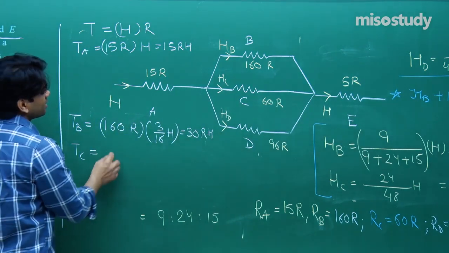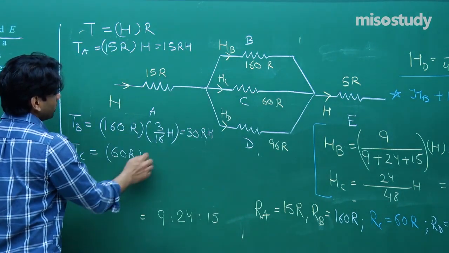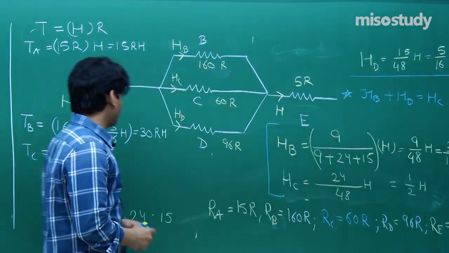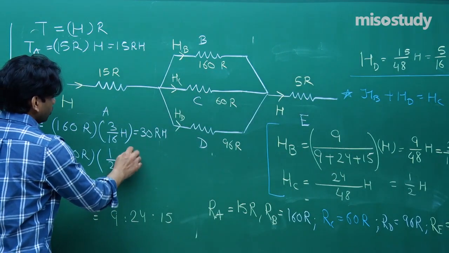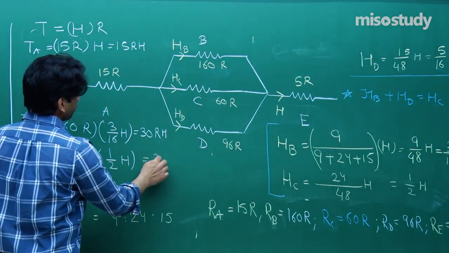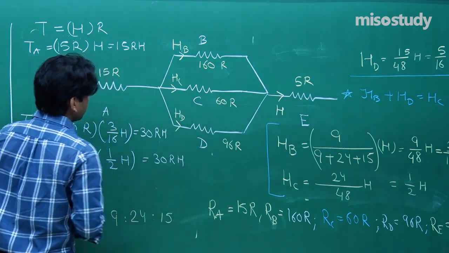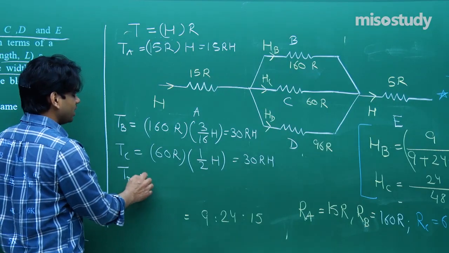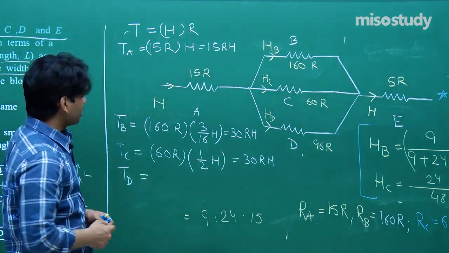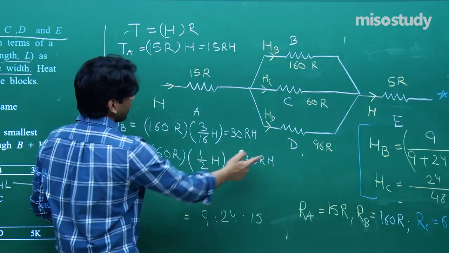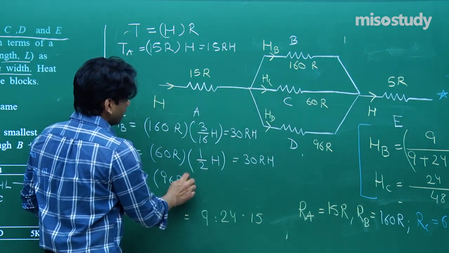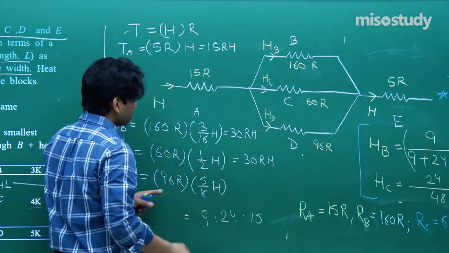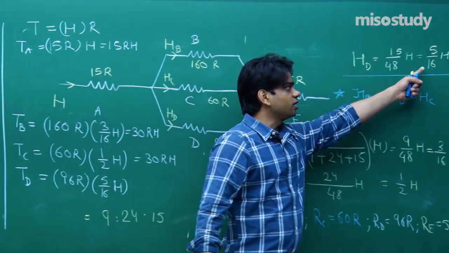Across C, you will be getting this as 60R multiplied with HC, which is 1 by 2 H. So multiplying by 1 by 2 H, you will be getting 30RH for this also. Temperature difference existing will be 30RH. And similarly, for all in parallel, you can easily check that for D also you will be getting 30RH. I will just show you this. This is given as 96R multiplied by 5 by 16 H, because 5 by 16 H is for HD.